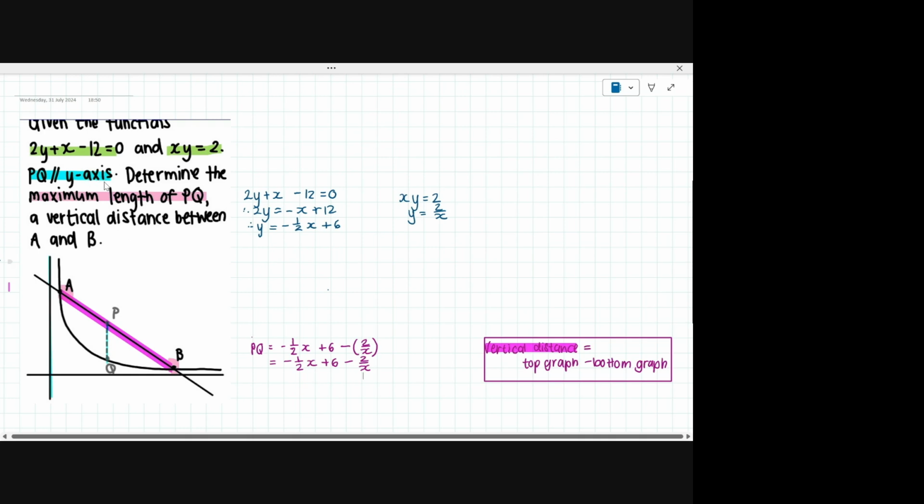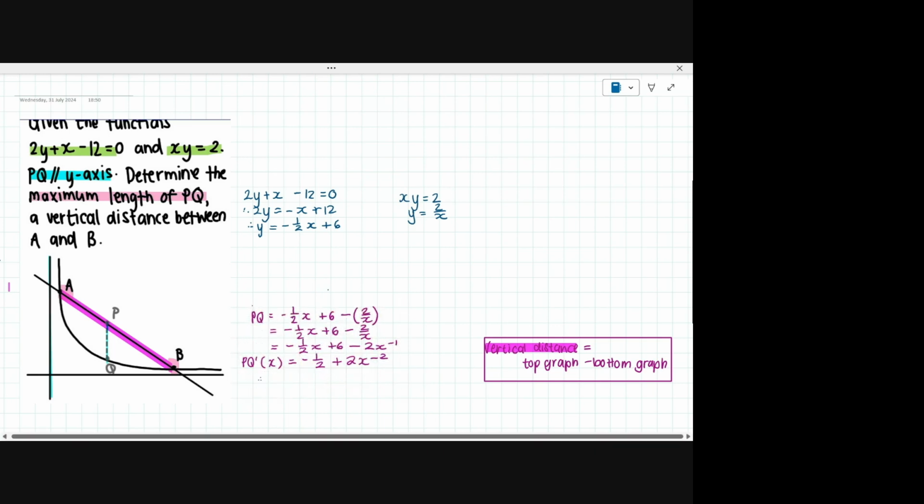We want the maximum length, so now I have to find the derivative. But I first need to get my format correct. So negative a half x plus 6 minus 2x to the negative 1. Bring that x out of the denominator. And now we can find the derivative of PQ in terms of x. So this would be negative a half, the 6 falls away, plus 2x to the negative 2, because we subtract 1 from our exponent. And remember, it's now the first derivative equal to 0.